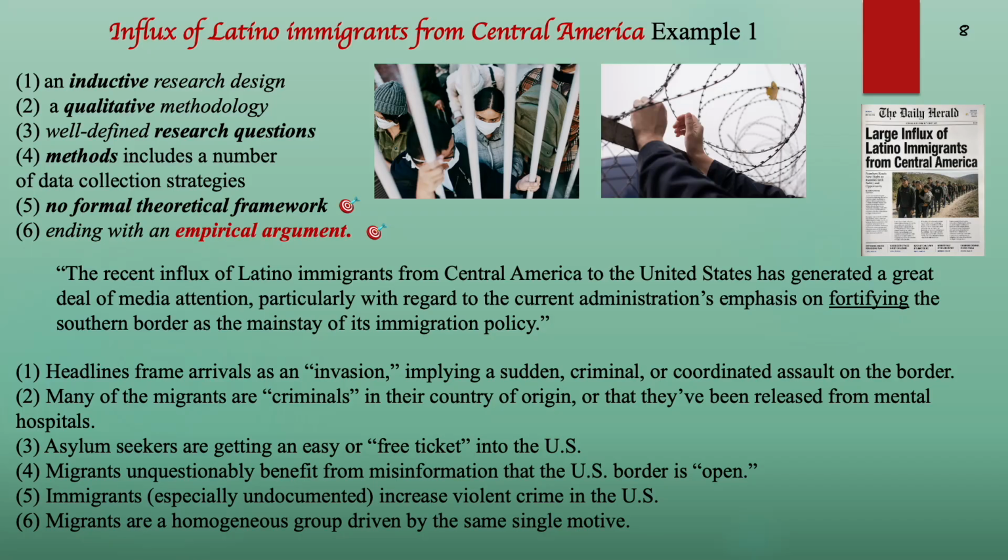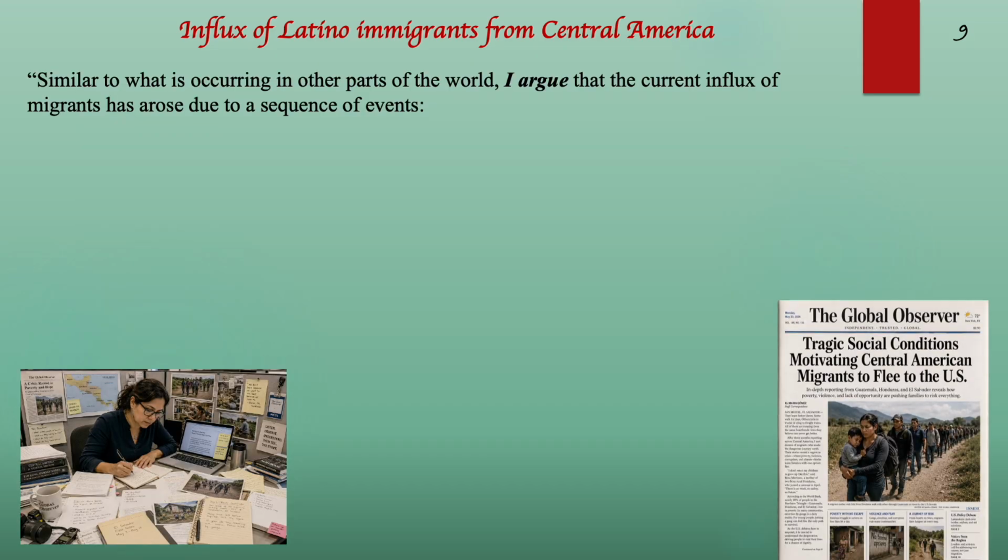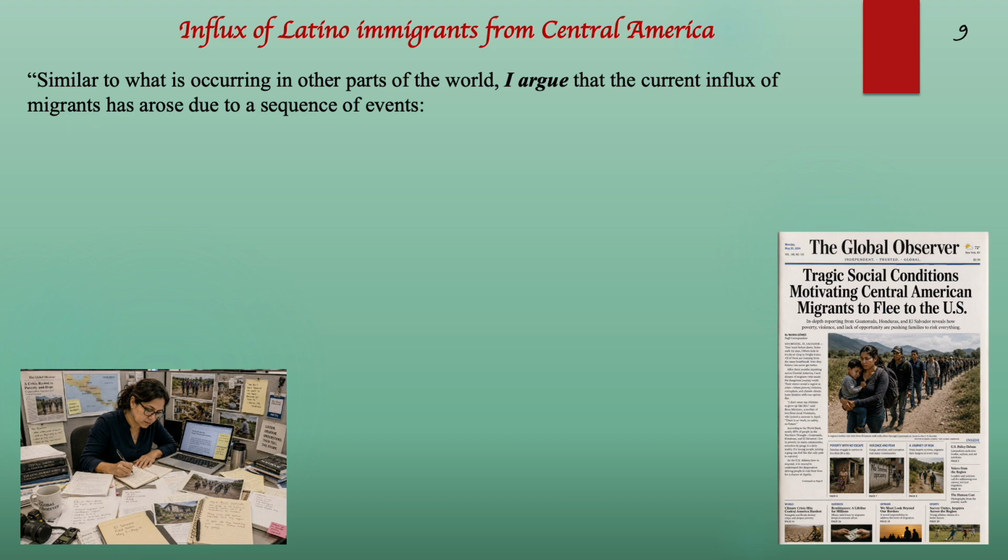Having done the research, she presented her empirical argument, focusing on the sequence of events that appear to motivate the migration north. You can follow me in the next slide. All right, let's see what she wrote. Quote, similar to what is occurring in other parts of the world, I argue that the current influx of migrants arose due to a sequence of events.